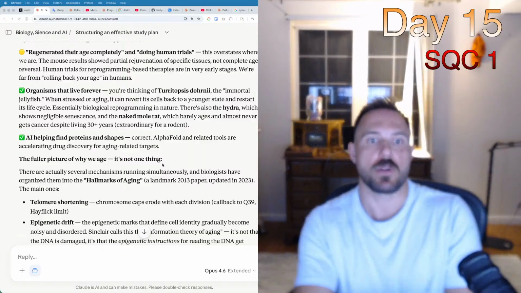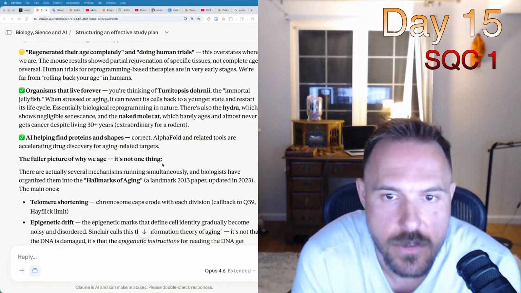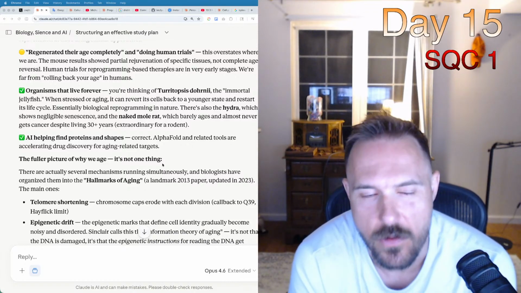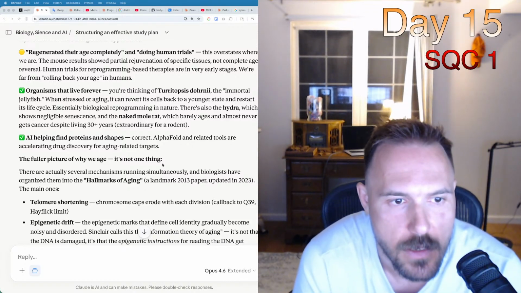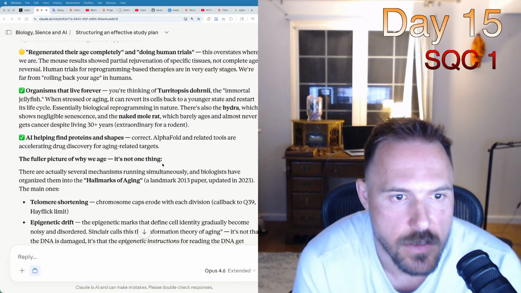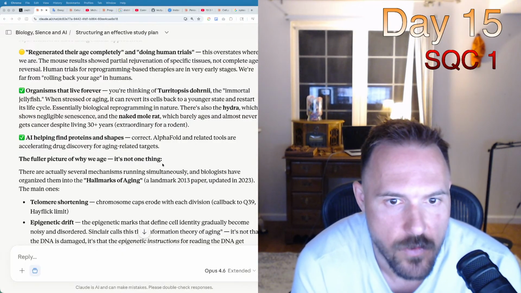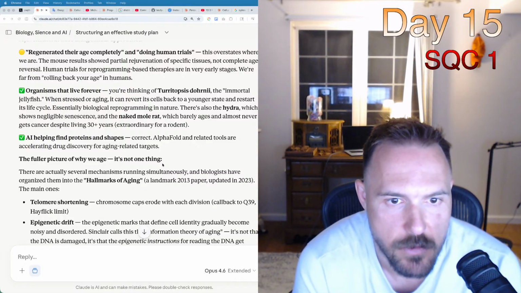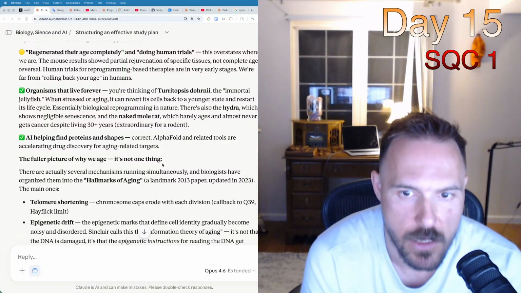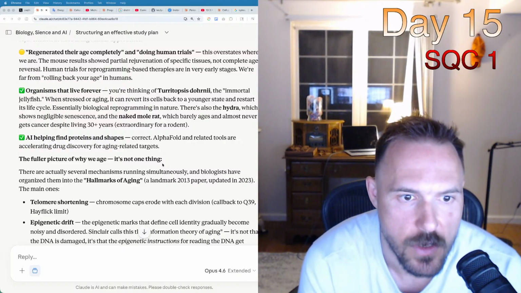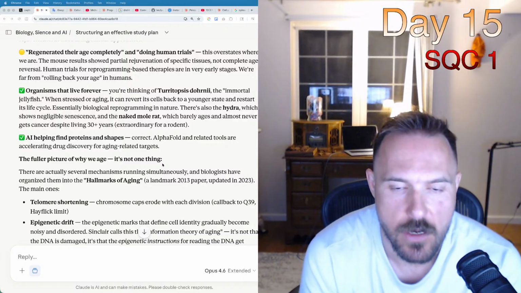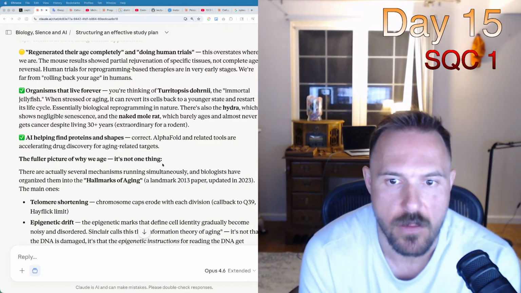AI helped find proteins and shapes. Correct, AlphaFold-related tools. But it's not AlphaFold; they have their own models, the Sinclair lab. The full picture of why we age is not one thing. There are actually several mechanisms running simultaneously, and biologists have organized them into hallmarks of aging, a landmark 2013 paper updated in 2023.